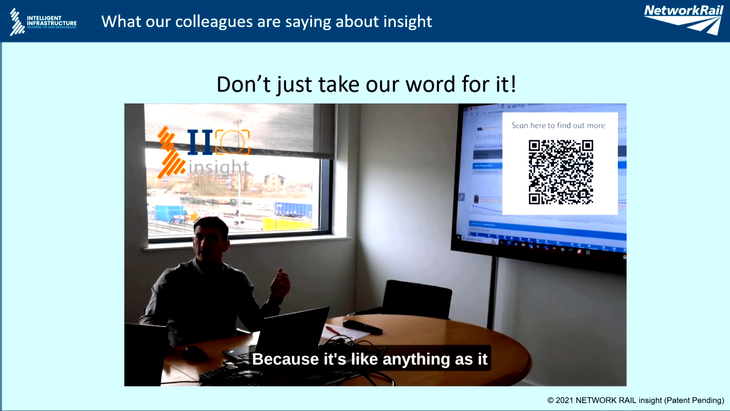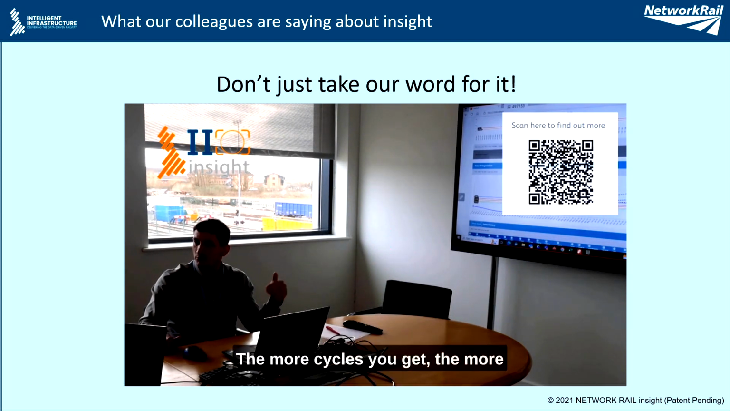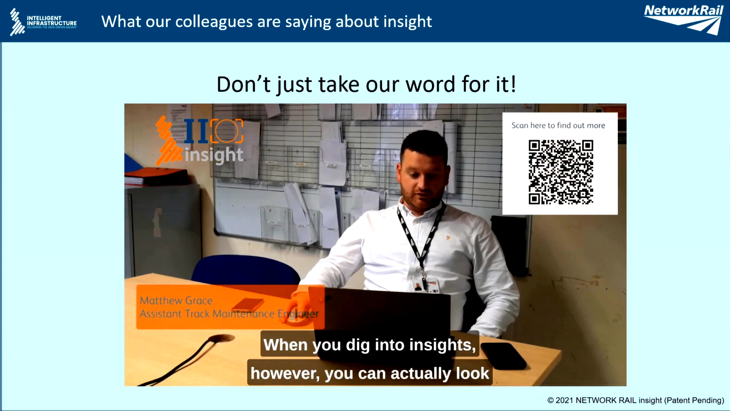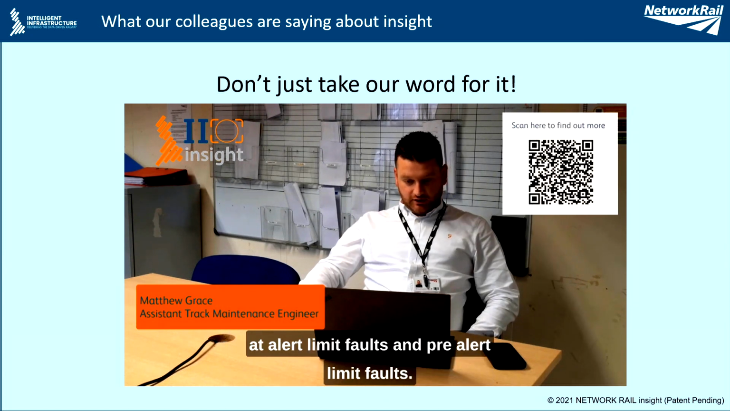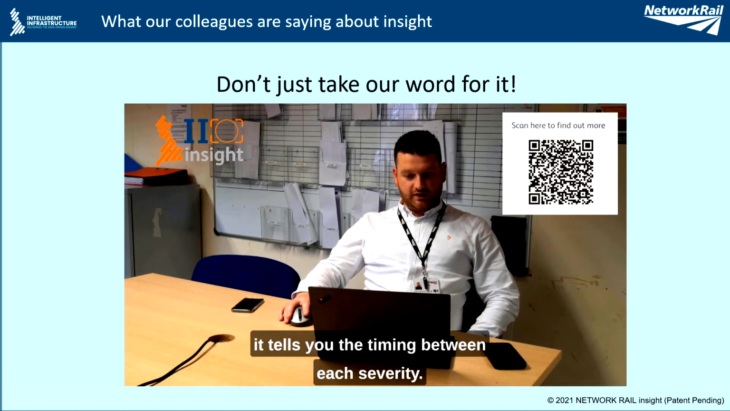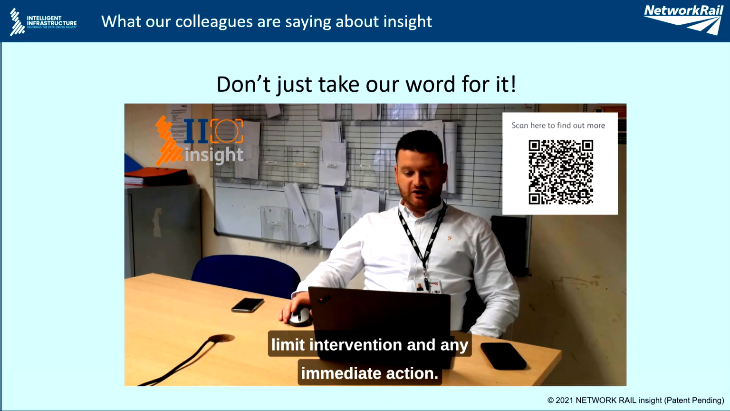Because it's like anything, as it deteriorates, you'll get more cycles. The more cycles you get, the more of a risk to a derailment. When you dig into Insight, however, you can actually look at alert limit faults and pre-alert limit faults. And the good thing about the system is it tells you the timing between each severity. So you start with an alert limit, intervention, and then immediate action.